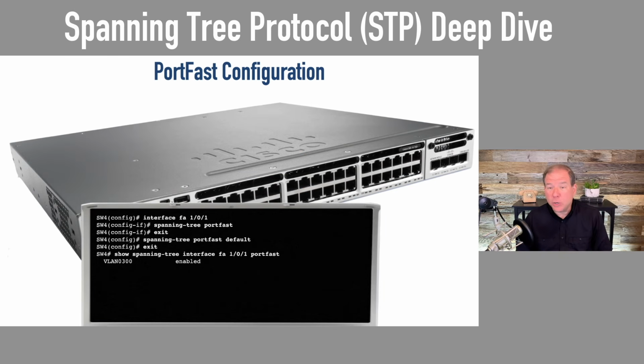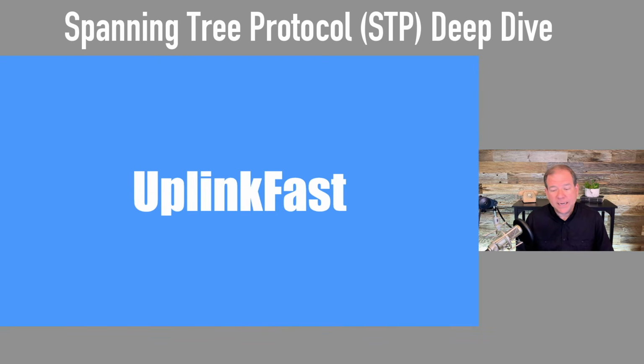Now, I already showed you how to do this on a port by port basis. You simply go into interface configuration mode, and you say spanning-tree portfast. But if you want to turn it on globally, in global configuration mode, you say spanning-tree portfast default, if you want to jot that in your notes. That is going to turn on PortFast for every non-trunking port that's up.